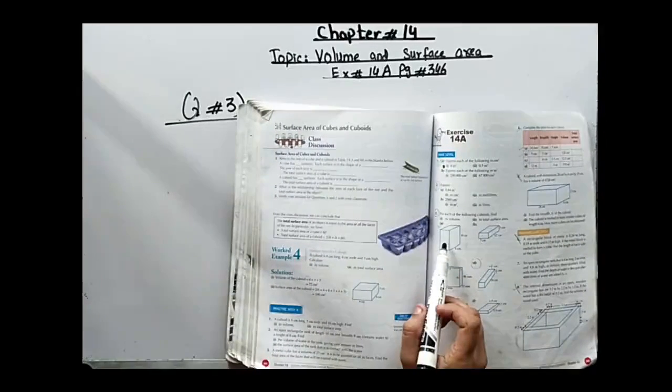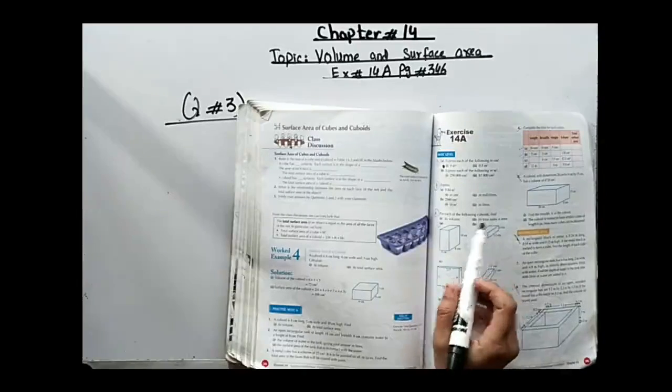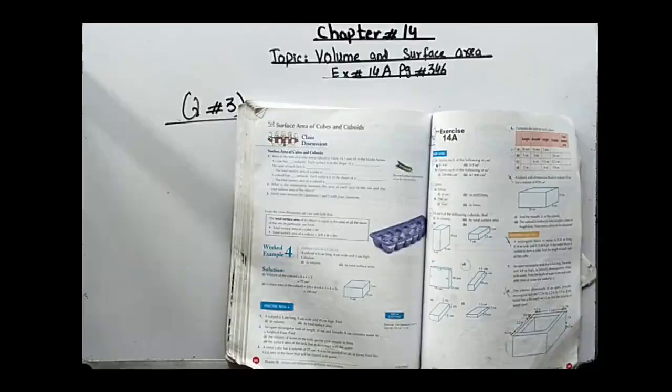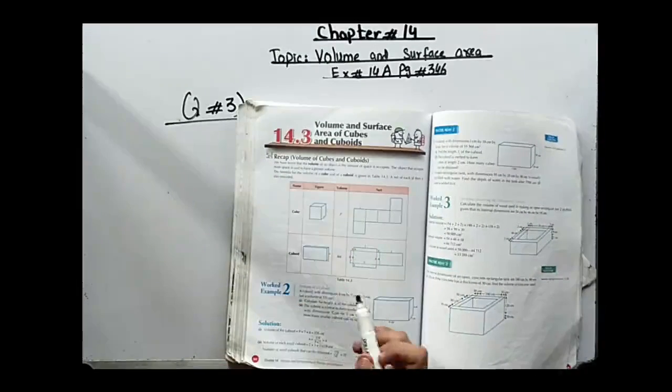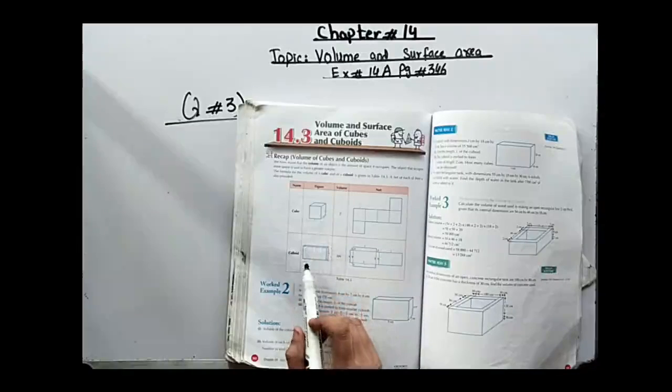Now come to question number 3. In question number 3, for each of the following cuboids, find its volume and the total surface area. They are asking about the cuboid volume and surface area. Okay, come to page 343. And these are some specific formulas for cube and cuboid.